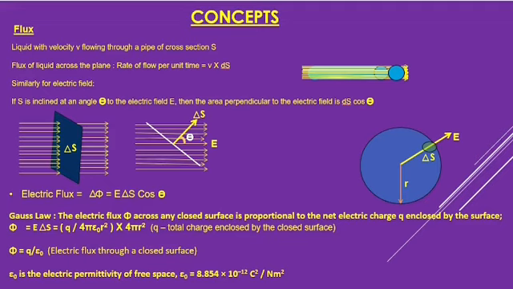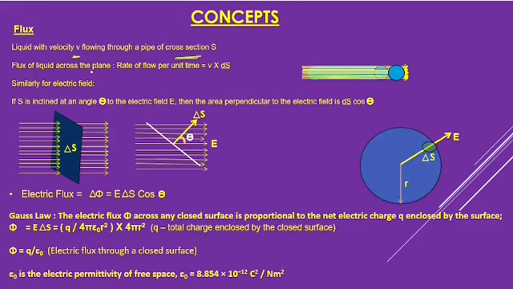Let's go to something called a flux. So what is flux? To learn flux, first let's understand it by imagining a liquid flowing in a pipe. The liquid velocity is V, and it flows through a pipe of cross section S. So there's a cross section here, and the cross section is S.